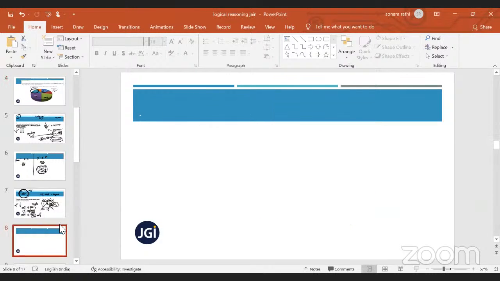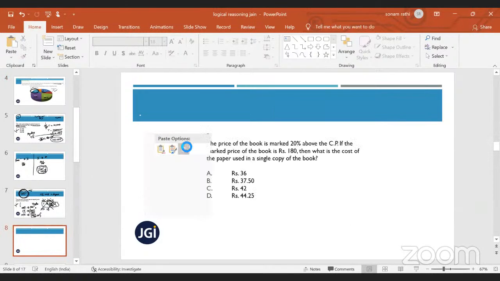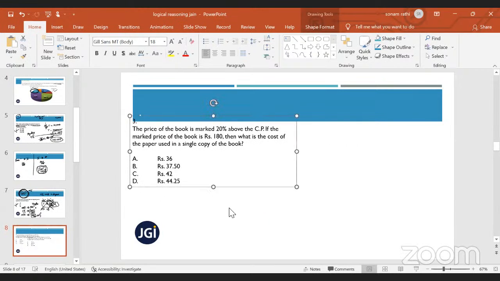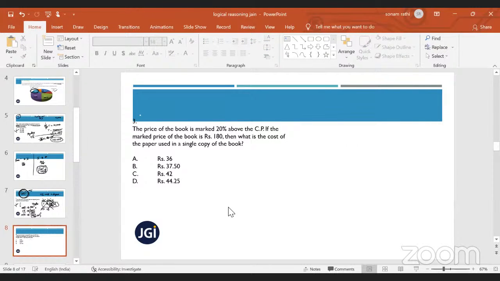Okay, moving to the next question, question number 3. Now you have to read the question carefully, and you will get the answer. The price of the book is marked 20% above the cost price. So let's say the cost price is 100. So 20% above means 120.